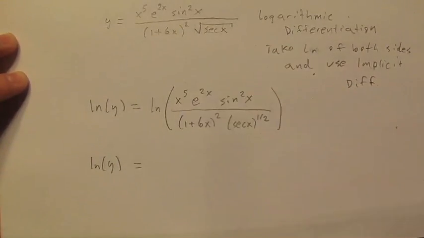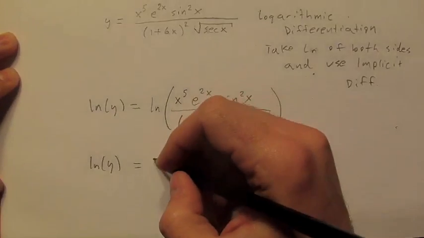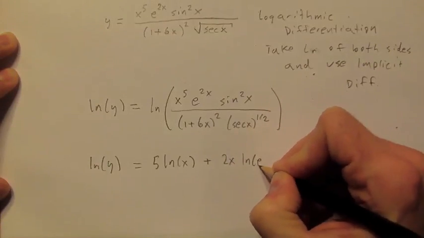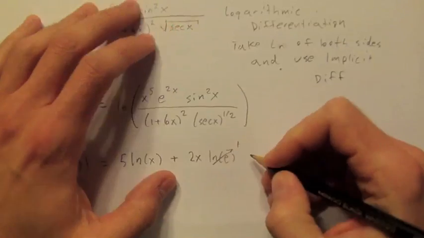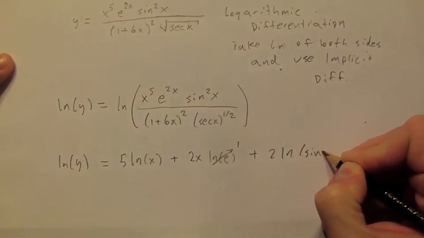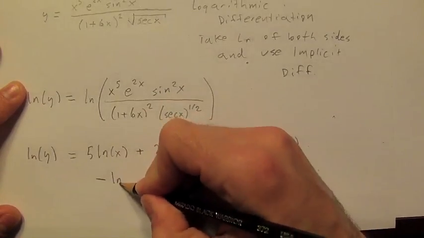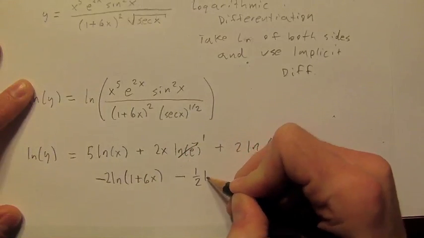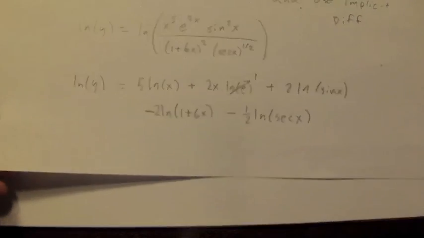Okay, now I'm going to go ahead and take the powers out all in one go. So this is as quick as you can do this. If you need to do this in more steps, that's fine, but check out how fast I can do this. This is 5 ln of x plus 2x ln of e, which I know is 1. Okay, so I'll just write it's 1 plus 2 ln of sine x, okay, minus, I'll start the minuses down here, minus ln, and there should be a 2 outside, so minus 2 ln of 1 plus 6x, minus 1/2 ln of secant x. Right? Doesn't take that much. Once you get the hang of this, it's pretty simple.